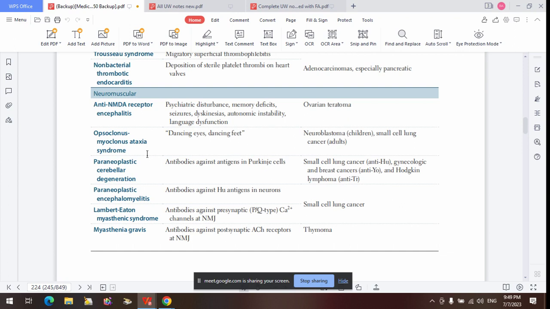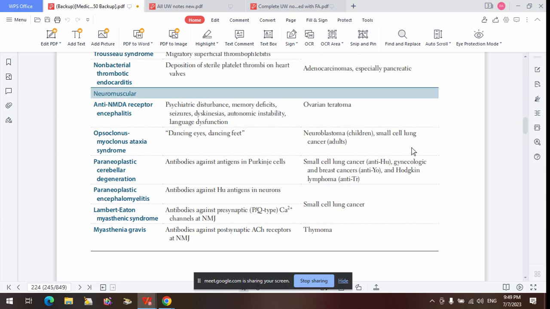So like ataxic. Once you have a cluster of those three, that is opsoclonus myoclonus ataxia, and it is commonly seen in someone that has a neuroblastoma in children, or in adults, small cell carcinoma of the lung. In most situations they will ask for neuroblastoma, but it's good for us to remember that in adults, it will be small cell carcinoma of the lungs.